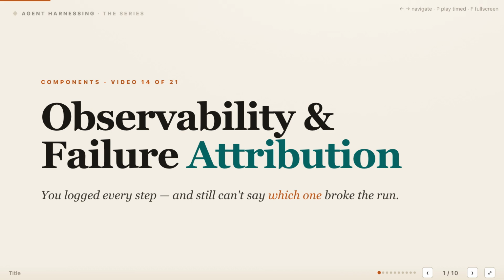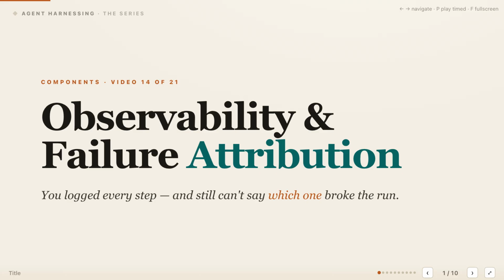Your multi-agent system fails on a real task, but this time you captured every trace, token, and tool call. You did the instrumentation work, yet an hour later you still cannot identify which decision actually broke the run. I'm Merdad, and this video is about observability and failure attribution inside an agent harness.